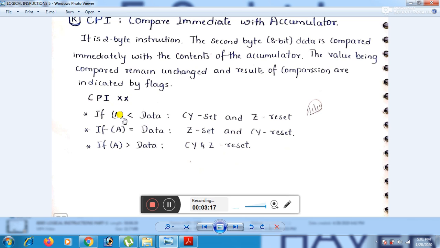If accumulator is less than data, carry flag set, zero flag reset. If both accumulator and the data are the same, zero flag set, carry flag reset. If accumulator is greater than the data, carry flag and zero flag are reset. Fine. Thank you.